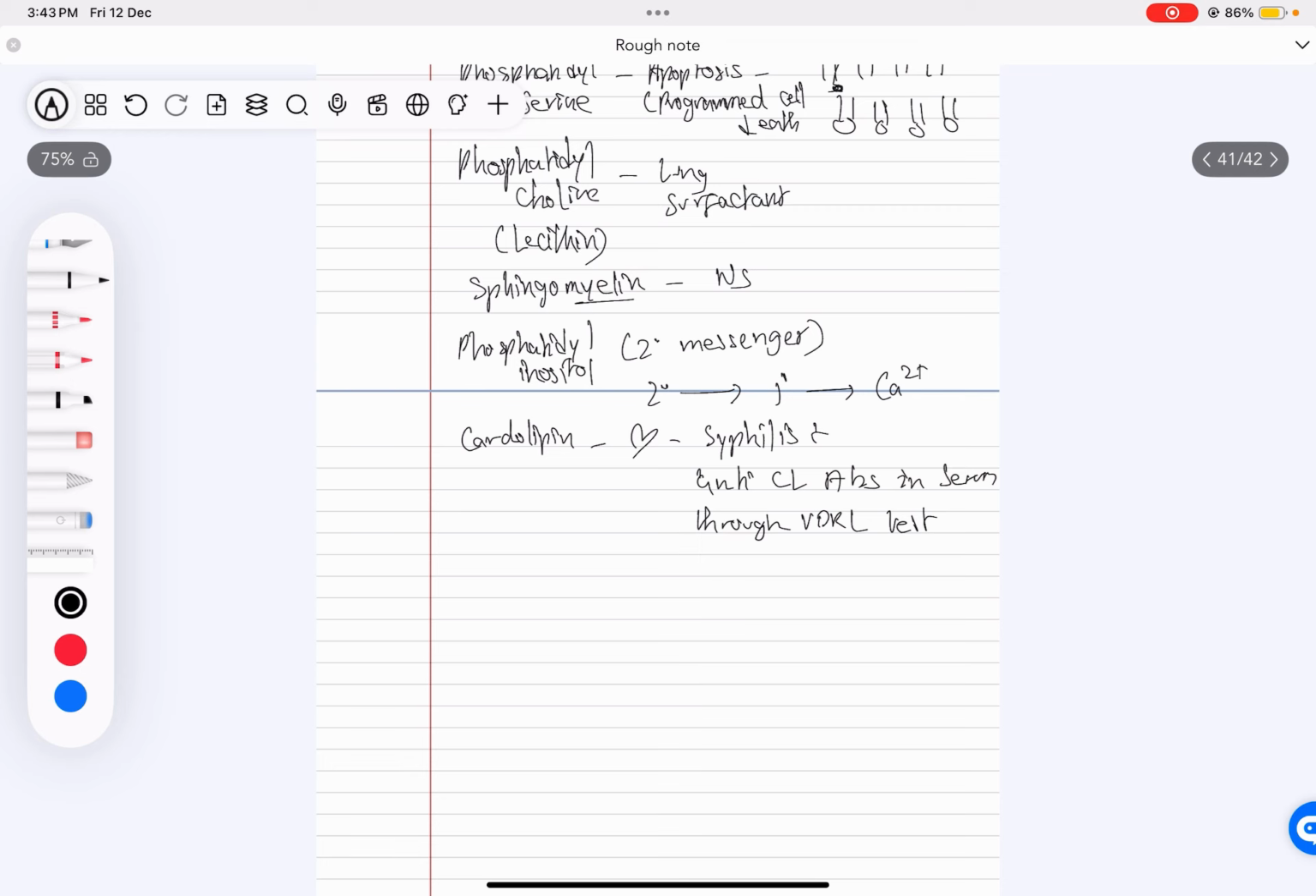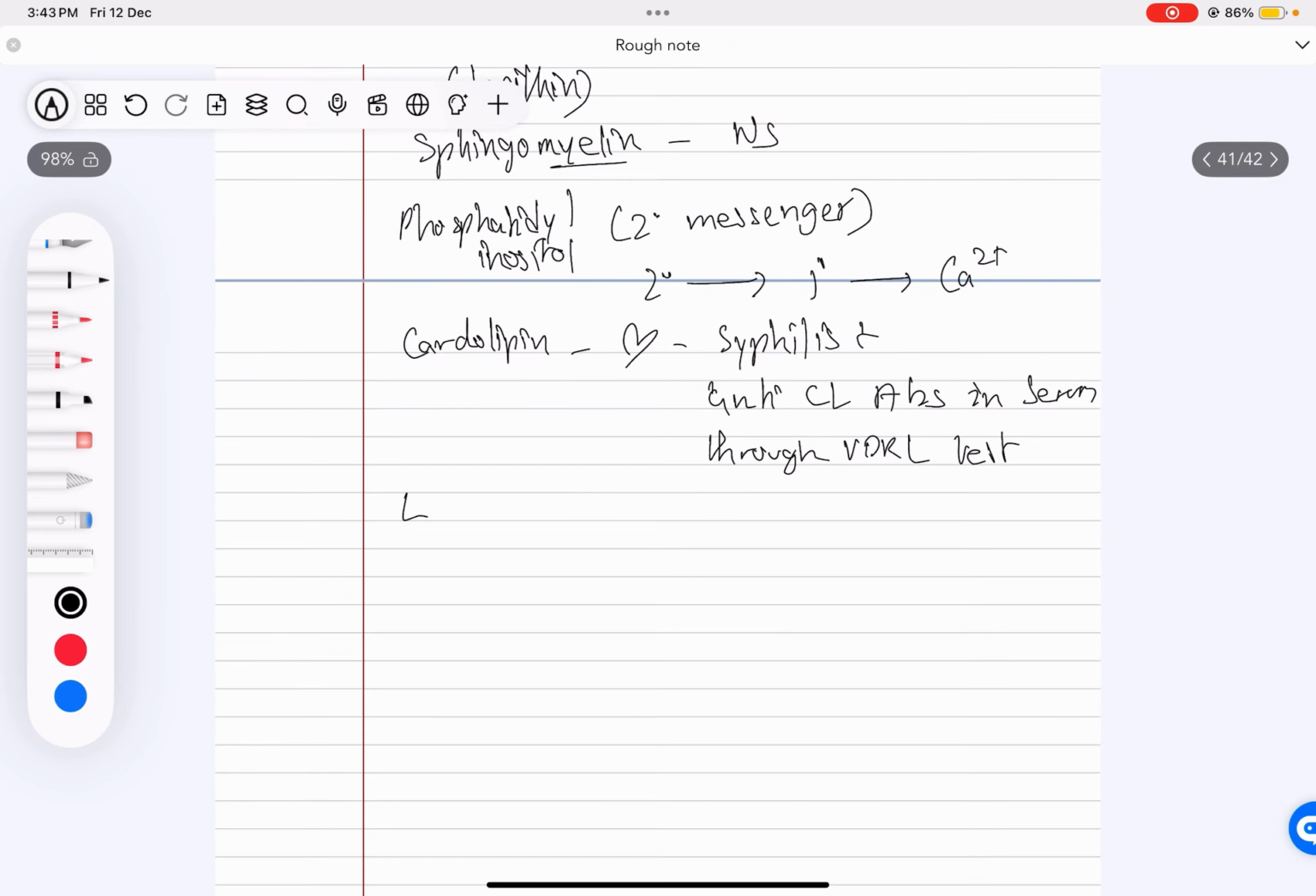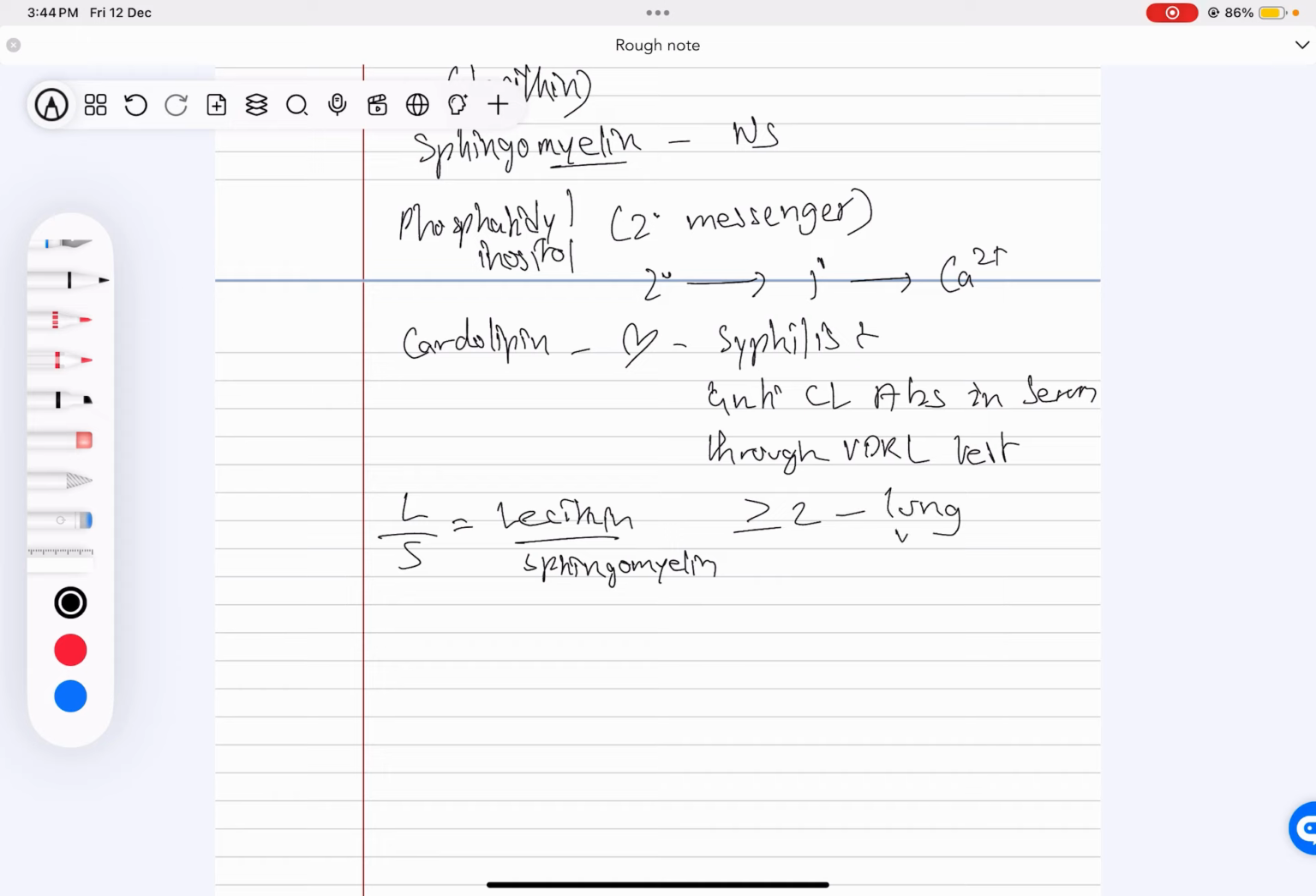Another correlation is the LS ratio. LS ratio is also called the lecithin and sphingomyelin ratio. It needs to be more than or equal to 2. If it is like that, the baby's lung is matured, lung maturity. If it is less than 2, we have a problem. The baby's lung is not matured, so the management will be done in pediatrics.